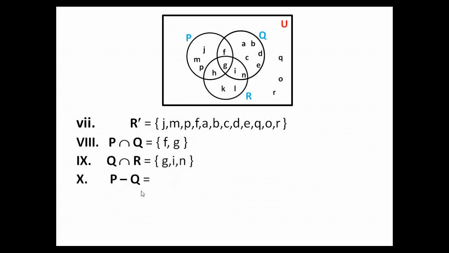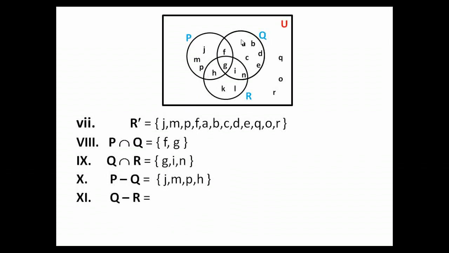Next, P minus Q means the elements that are present only in P and not in Q. So here we have P and here we have Q. Means the elements only in P we have to take, not the ones that are included in Q. So we have J, M, P, H.